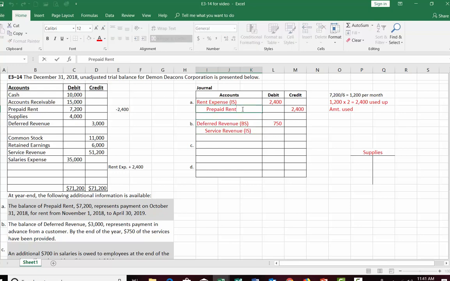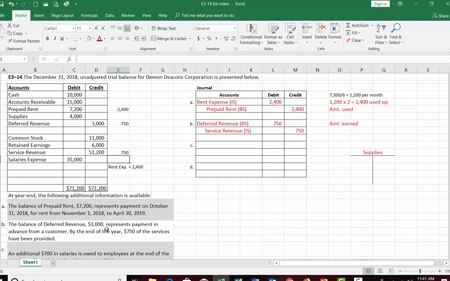Let's go up here and remind ourselves that prepaid rent is an asset. That's a balance sheet account. Okay, so 750. Okay, so this is the amount earned. Okay, amount earned. All right, so our deferred revenue is going down by 750. Our revenue is going up by 750. All right.